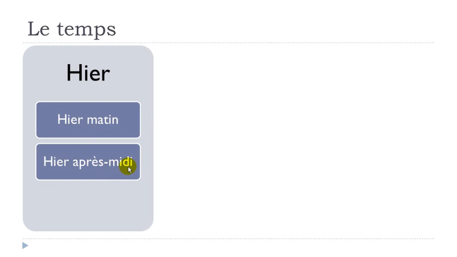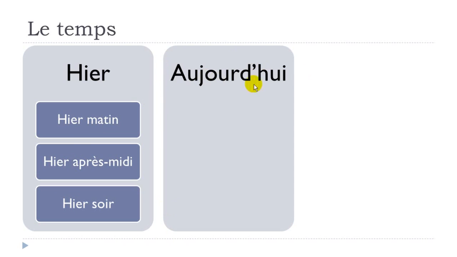Après-midi means afternoon. Hier après-midi, yesterday afternoon. Alright? And then soir, evening. Hier soir. Okay, so let's repeat that. Hier. Hier matin. Hier après-midi. Hier soir. Okay? So now, aujourd'hui.